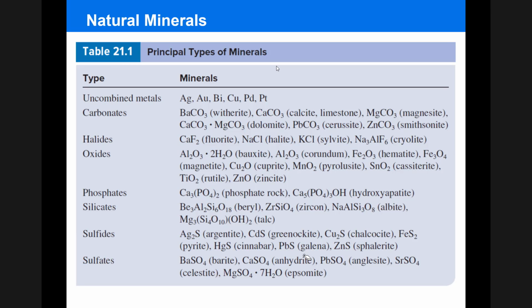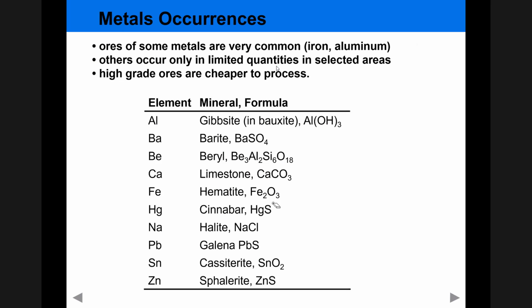And the major form of metal minerals is metal oxides, which is the major mineral for aluminum, iron, copper, magnesium, and so on. Each one of these metals of interest has a major ore in nature. For aluminum, for example, the major ore is gibbsite, which is aluminum hydroxide. For barium, it's barite, which is barium sulfate. And for iron, it's hematite, which is iron oxide, and so on.